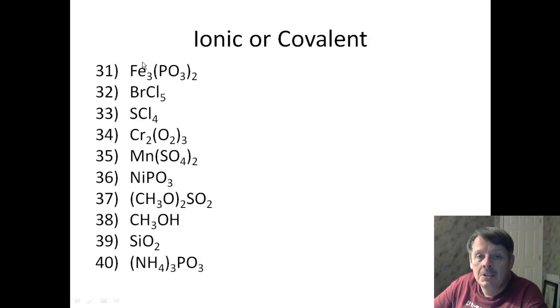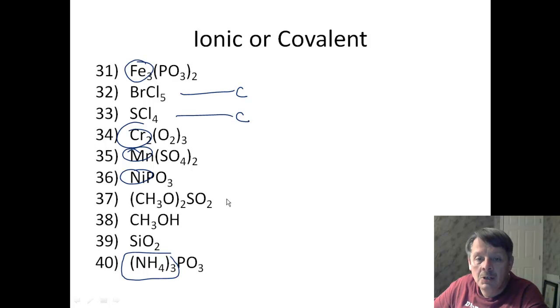Alright, how about these guys? Iron's a metal, chromium's a metal, manganese is a metal, nickel's a metal. And ammonium, remember ammonium is treated like a metal. Right? Well, bromine is definitely not a metal. Sulfur is definitely not a metal. Whatever that thing is, definitely not a metal. Carbon is definitely not a metal. And silicon dioxide. Nope, well silicon is one of those semi-metals, so this would also be covalent.